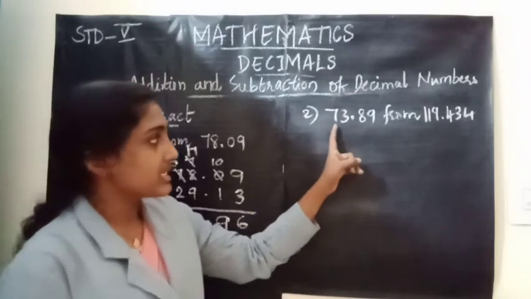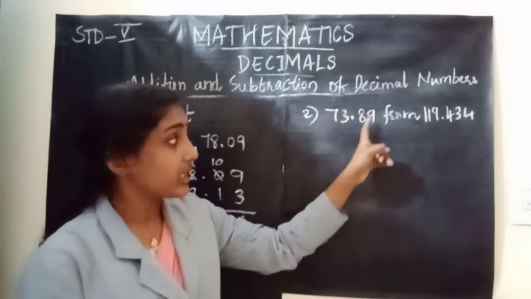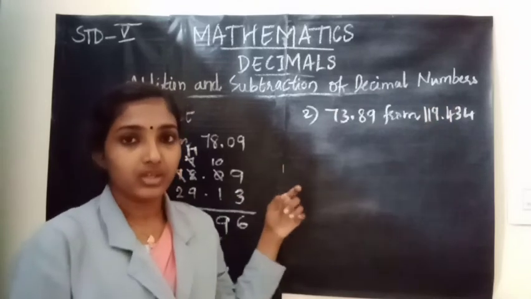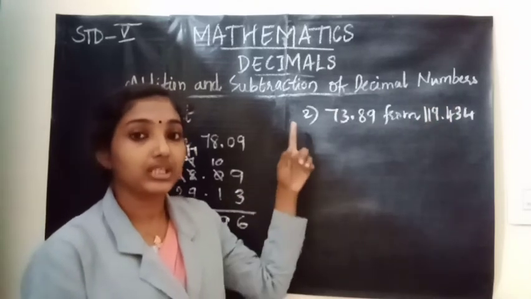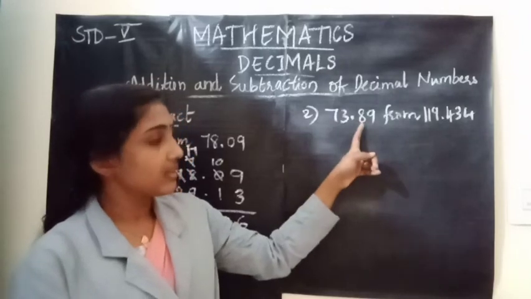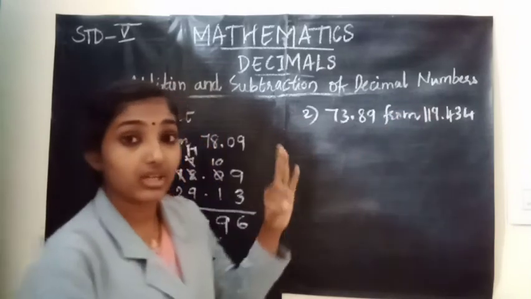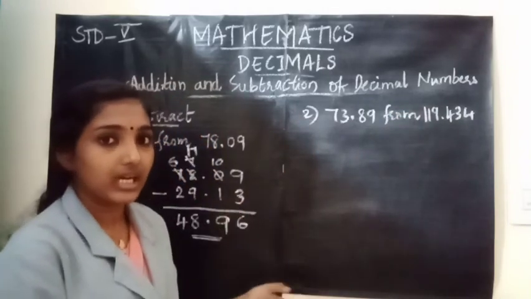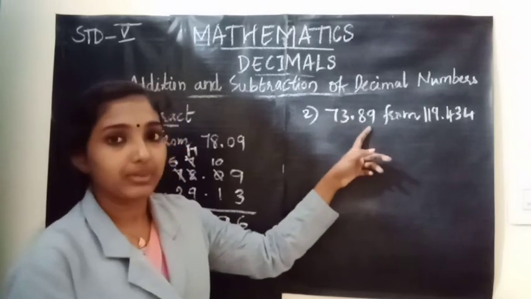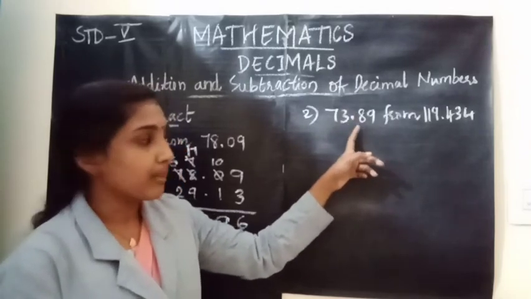Next, one more question is there. We have to subtract 73.89 from 119.434. So the first step is to check whether the given decimal numbers are like or unlike. Look here, the first number has got two decimal places, the second has got three decimal places. So they are unlike, right? So we have to change the decimal places of this number, 73.89.